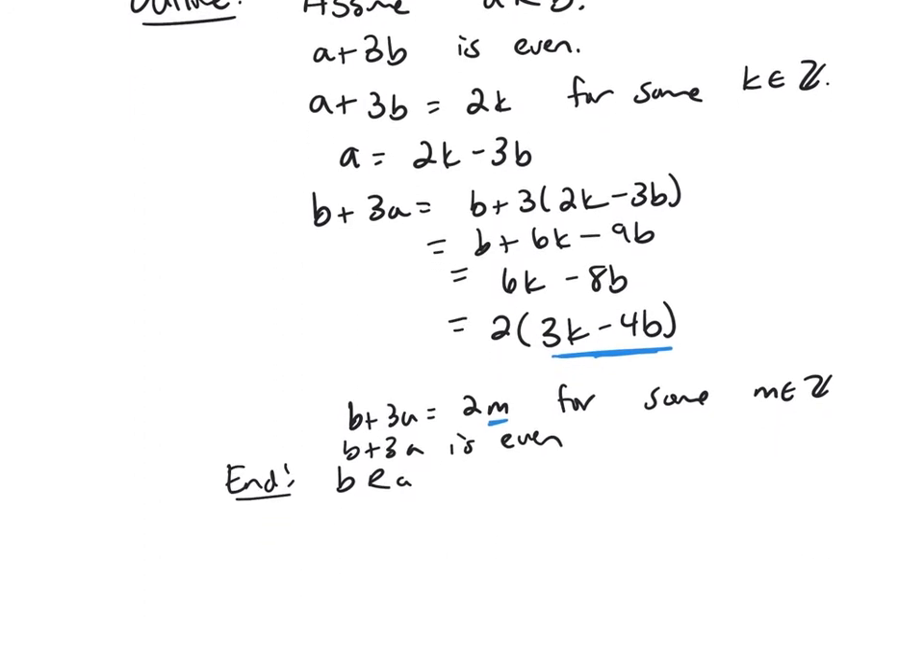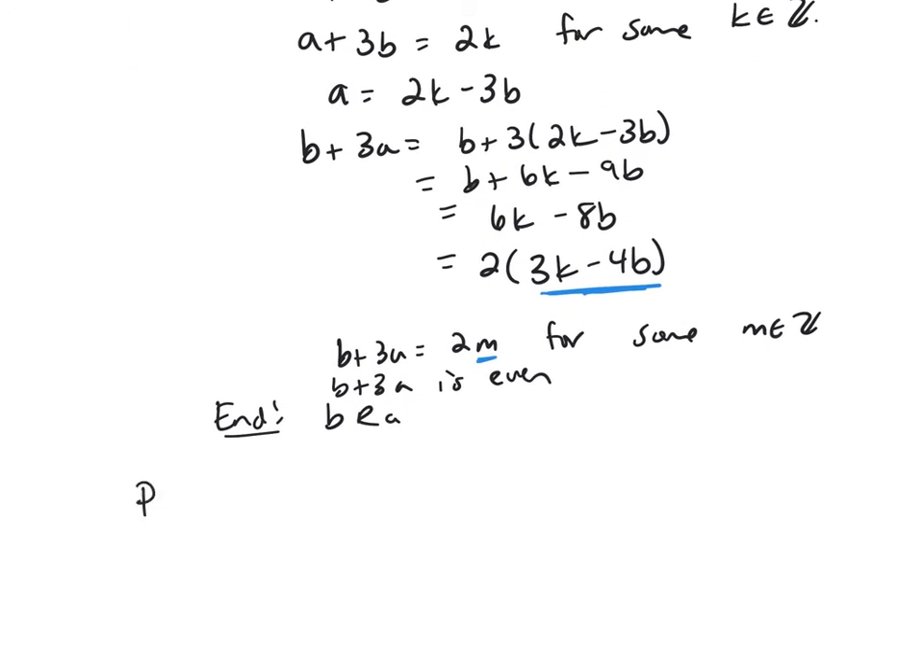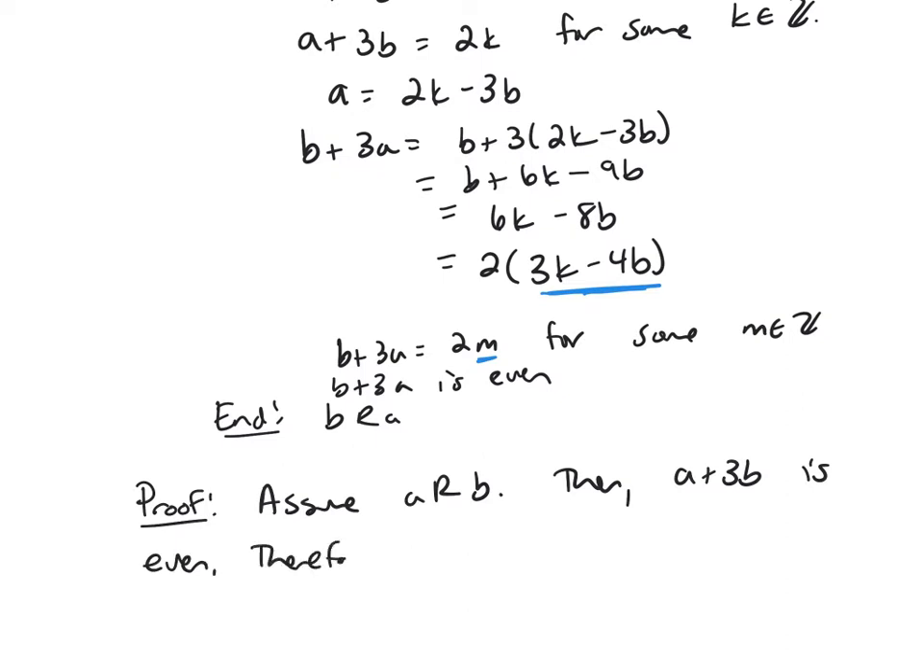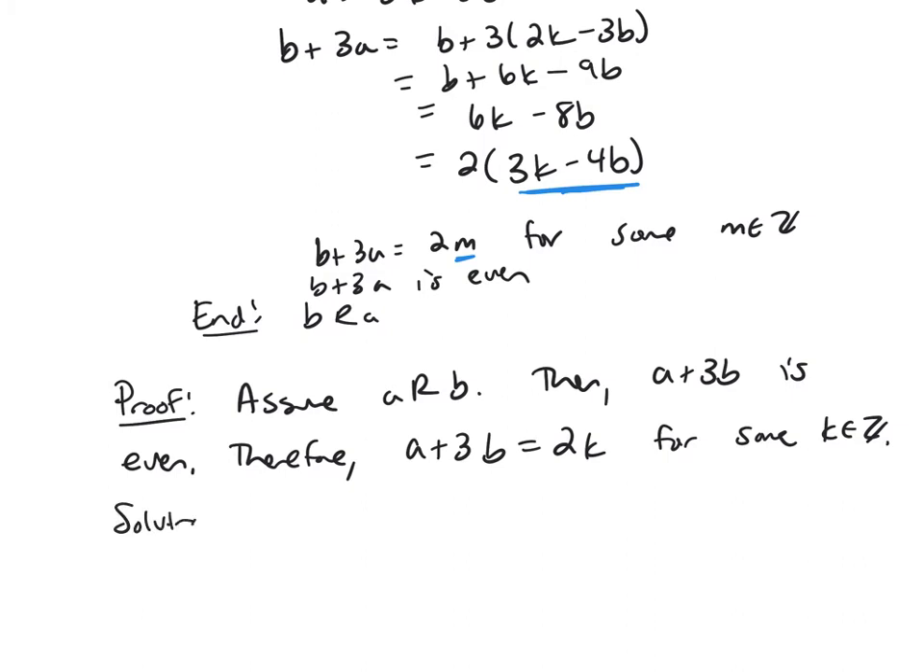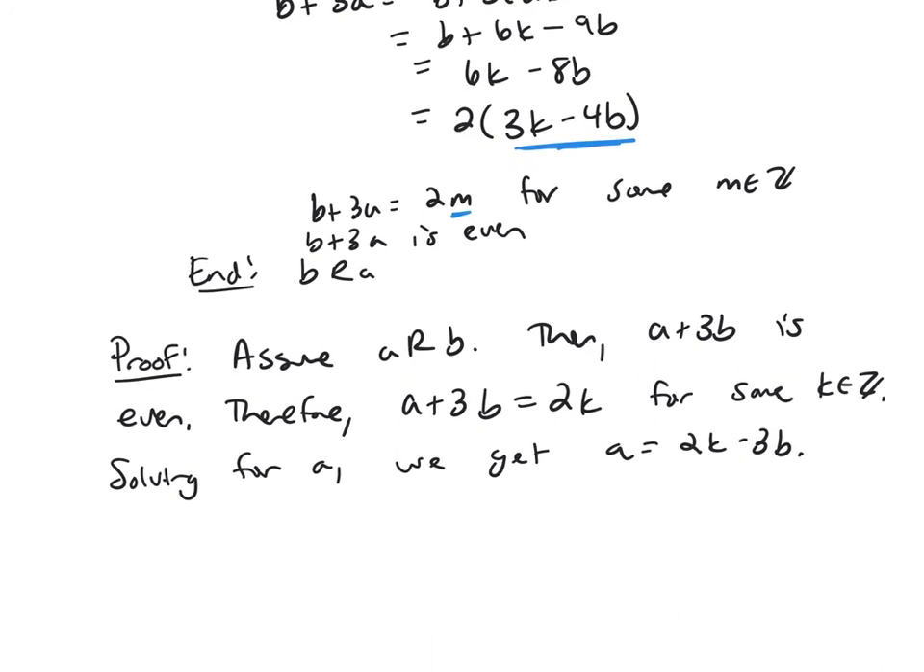So now that I have my outline, let's write up my proof here for symmetric. So proof, we're going to assume A is related to B, then A plus 3B is even. Therefore, A plus 3B equals 2 times K for some K in Z. And then what did we do after that? If we look at our outline, we solved for A. Solving for A, we get A equals 2K minus 3B. And then we're going to plug that in.